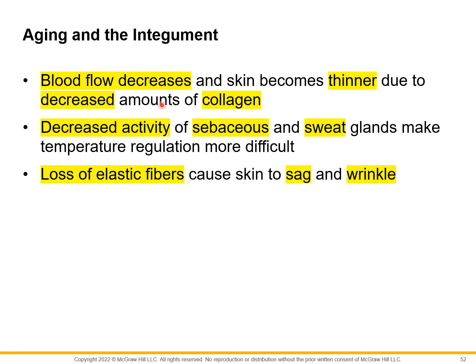Next, there is decreased activity of sebaceous and sweat glands. So hindi na daw po masyadong active yung sweat glands na nagpo-produce ng fluids and yung sebaceous glands na nagpo-produce ng oils. Next, there's also a loss of elastic fibers. Now, ang problema kapag po nababawasan na yung elastic fibers natin, dito na nagsisimula yung sagging and wrinkling of the skin. So, yung mga lines and wrinkles, yung pagbaba ng skin natin, yun po, that is brought about by the loss of elastic fibers. So these are some of the things that we may be able to observe during aging.